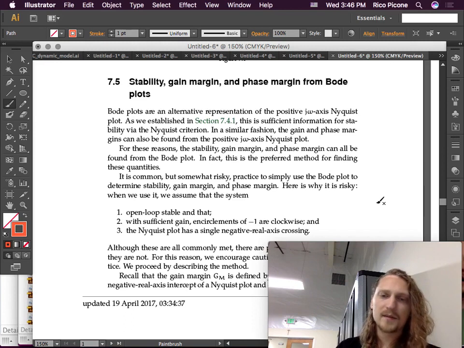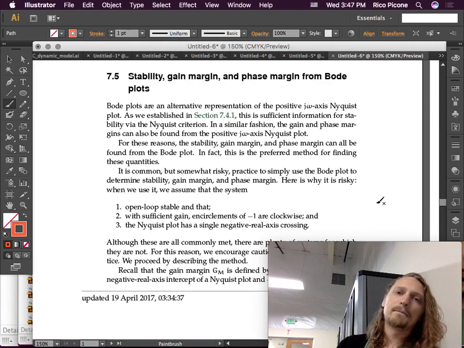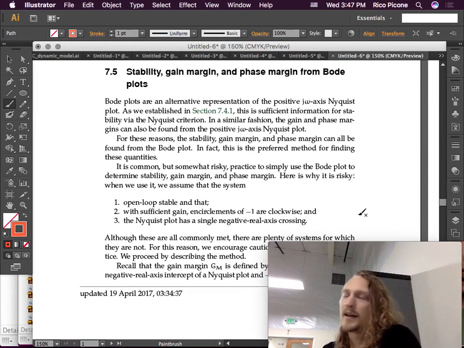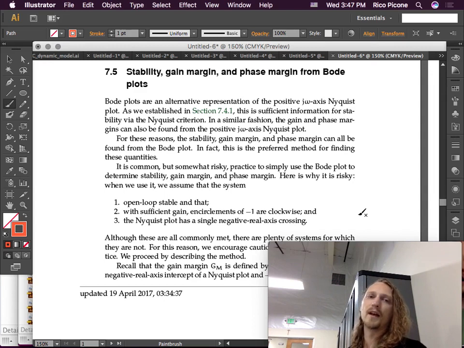In fact, this was the preferred method for finding these quantities. Well, it's at least the preferred method for finding the latter two of these, the gain margin and phase margin. Stability is probably on par with the root locus methods you've learned and Routh-Hurwitz and all of that. So this is just another way to do it. Gain margin and phase margin, now this is the preferred way to do that.